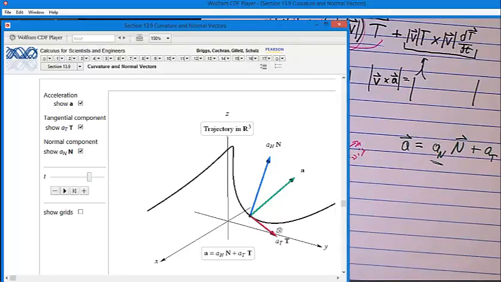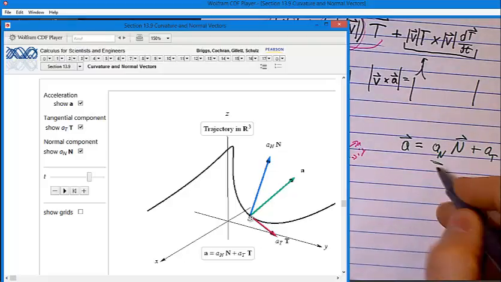Now, by the way, how do I know that this picture, the blue one and the pink one, those are not T and N? Because the length is changing, right? If they were T and N, the length would both have to be 1. What we're doing here is we are projecting.